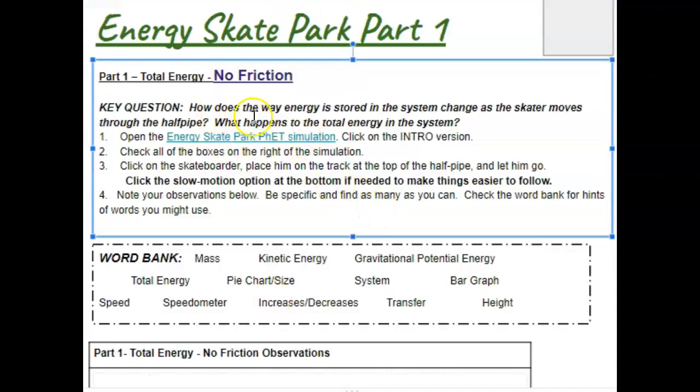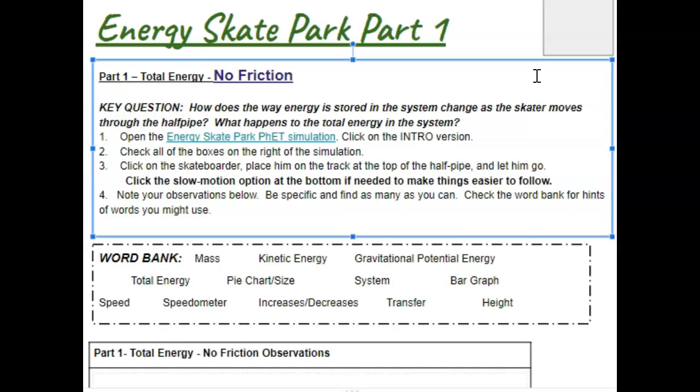Let's review the question. How does the way energy is stored in the system change as the skater moves through the half pipe? Well, what do we know? When the skater is at the top of the half pipe, he's got all the potential energy and none of the kinetic energy. As he falls down and gets to the bottom, all of his energy is in the form of kinetic energy, and none of it is in potential energy because he can't fall any further. Then he starts climbing back up and gets back up to the same point he was at before.